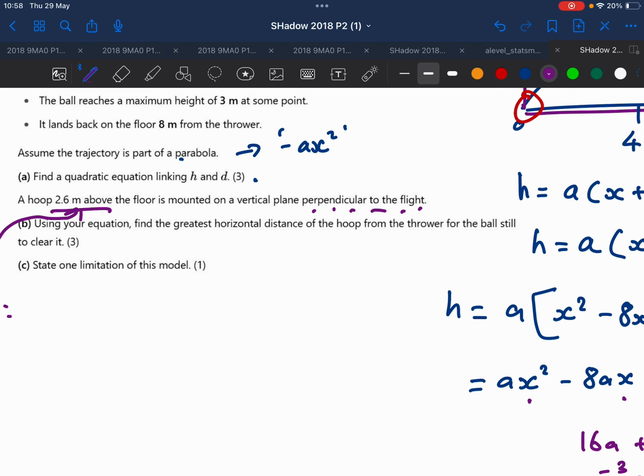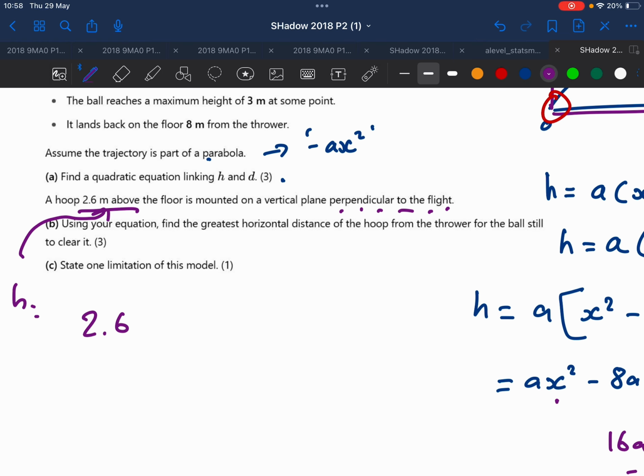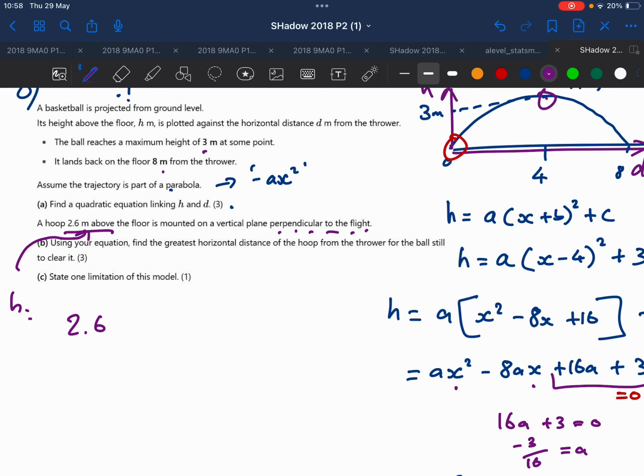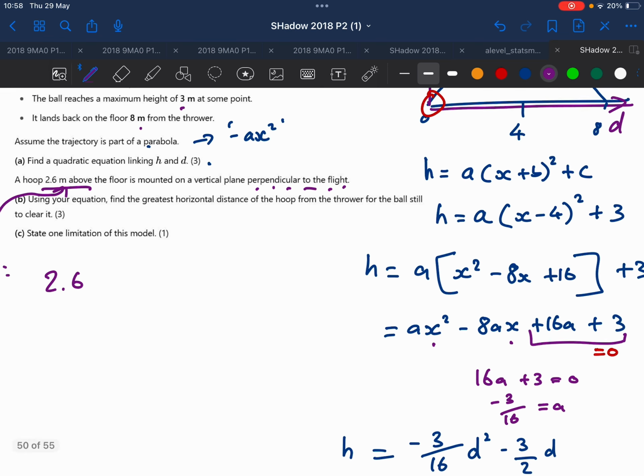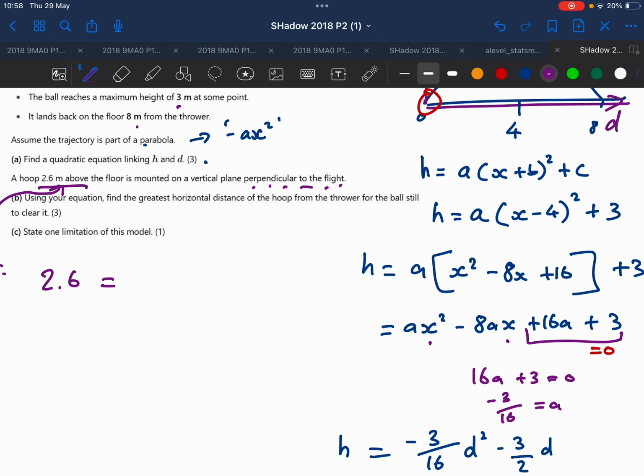So I'm going to say that 2.6, I'm going to check the units here. The units, everything is in meters, okay? So 2.6 equals minus 3 over 16 d squared minus 3 over 2d. So we found a model, now we're using the model. This is sort of the natural next step, isn't it? If I added these, everything would be positive. So 3 over 16 d squared plus 3 over 2d plus 2.6 equals 0.